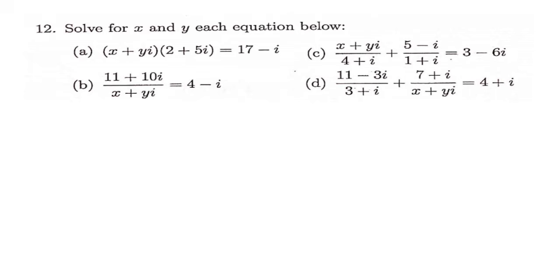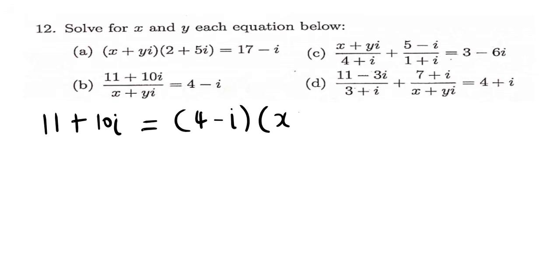So here you're just supposed to cross multiply. You're going to have 11 plus 10i equal to 4 minus i, times x plus yi. Then here you just simplify these ones. You distribute them like we did for the other one. Then now you equate the way we had to equate. Basically that's not very complicated, but anyway, we can try.